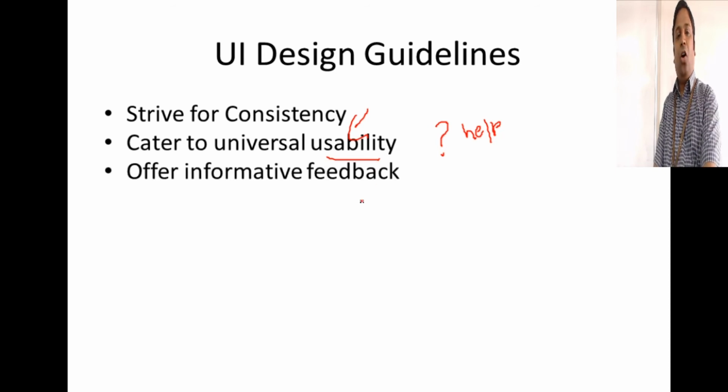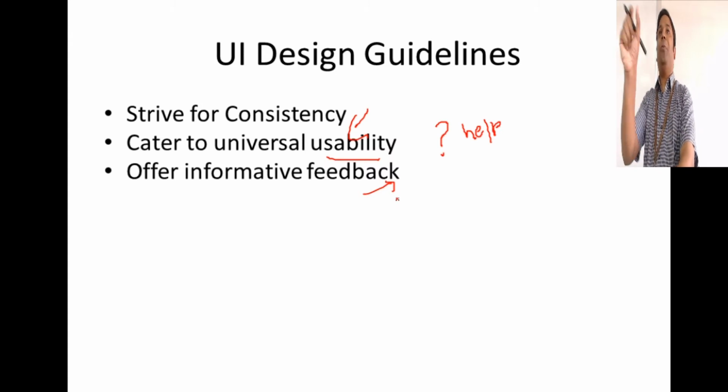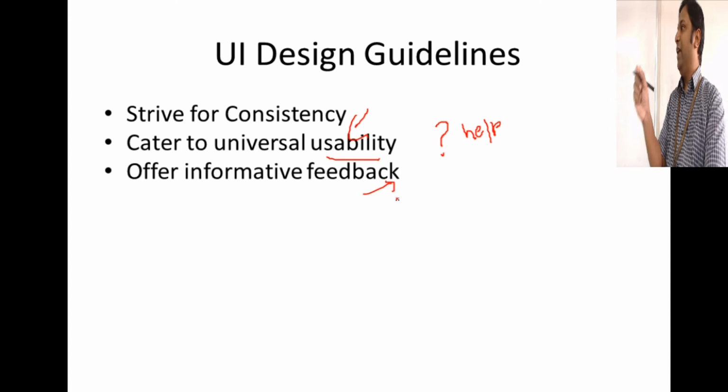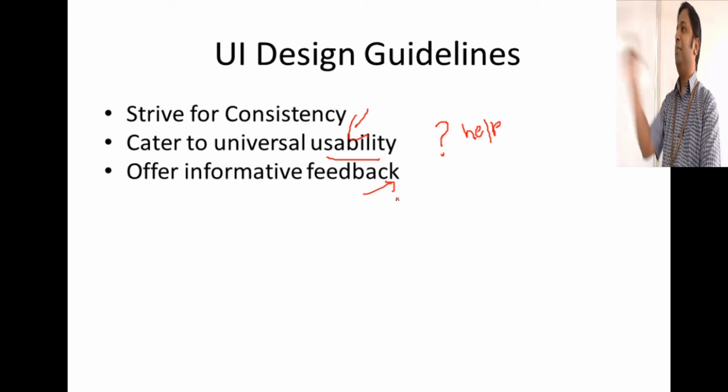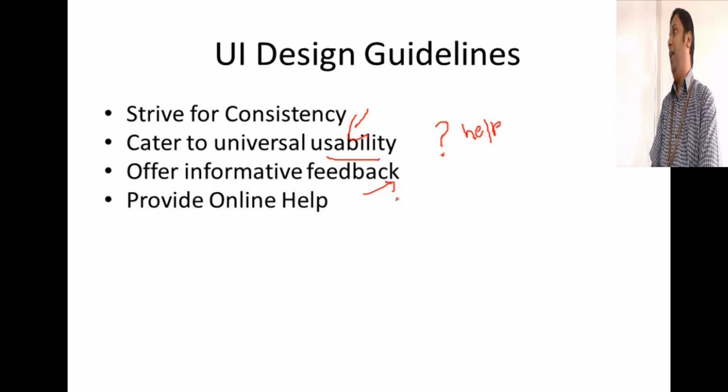Okay. Offer informative feedback. If I don't enter my password, it should say, please enter your password. If I don't enter my CAPTCHA, it should say, CAPTCHA is empty or something like that. So informative feedback should be there. What students do is bring a form, and when I click enter, it says invalid data. That is not informative feedback. What is informative feedback? Where the error has happened, why the error has happened, and what the user should do to correct that error. Provide online help. Any good system should provide online help, online guidance on how to use that system.